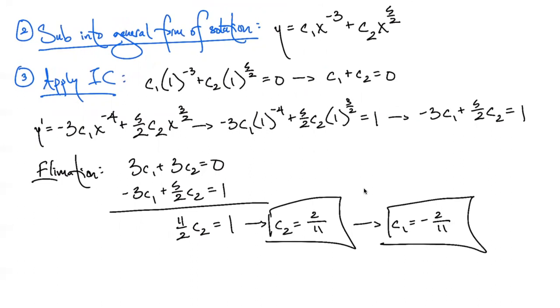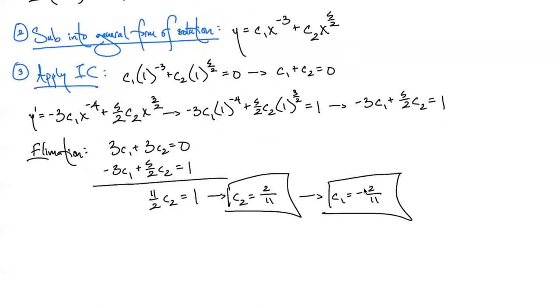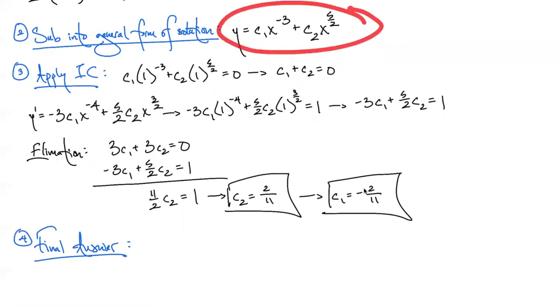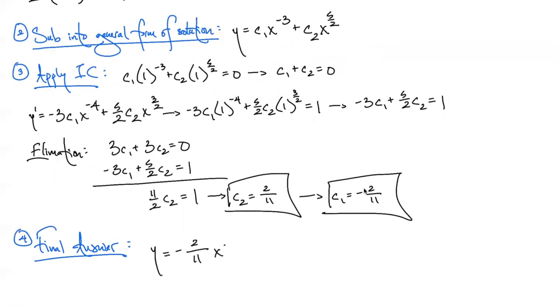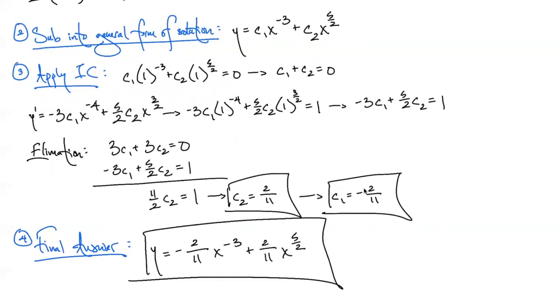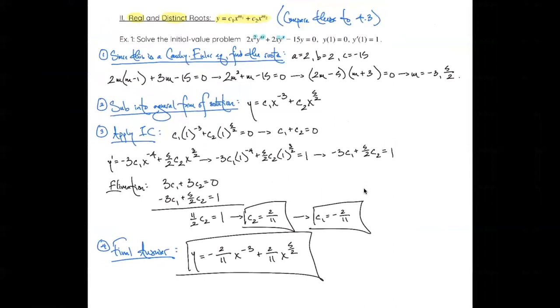Now, if you put a box around this and call it a day, you didn't really finish the question, right? We want to go ahead and put this back into our final answer. And so we want to have our final answer, which is going to be this equation that we got up here, and you're going to plug in the c1, c2 values that you found. All right, so our final answer here is going to be y equals negative 2/11 x to the negative 3 plus 2/11 x to the 5 halves. All right. And so there it is for you on one screen.